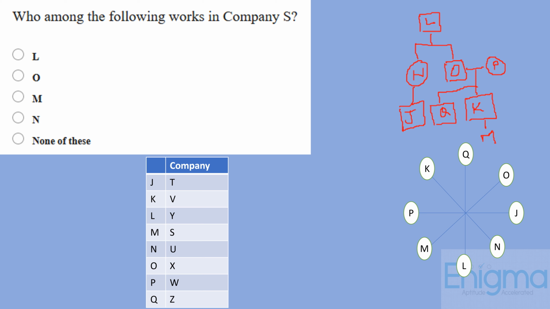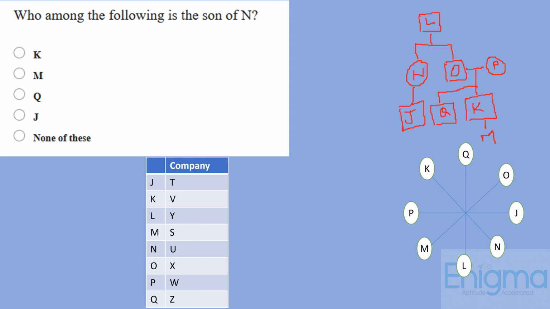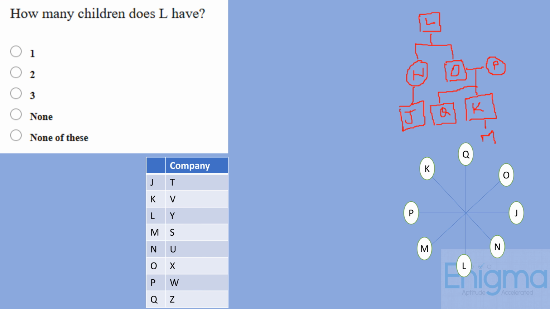Who among the following works in company S? The answer would be M. Who among the following is the son of N? So son of N is nothing but J. How many children does L have? The children of L are N and O. So the answer would be 2.